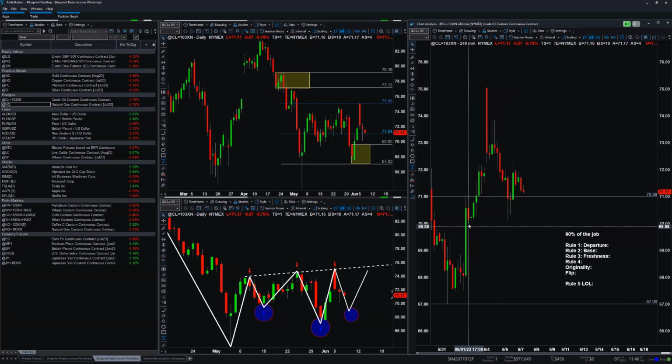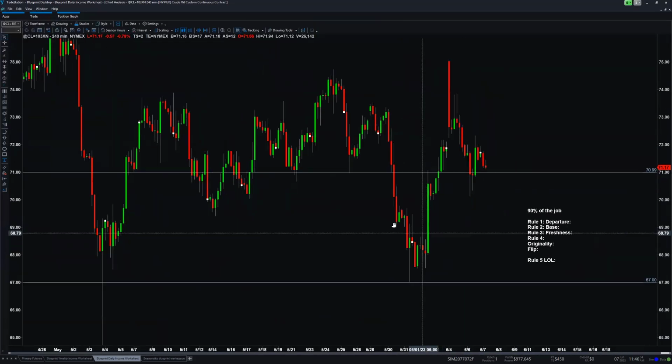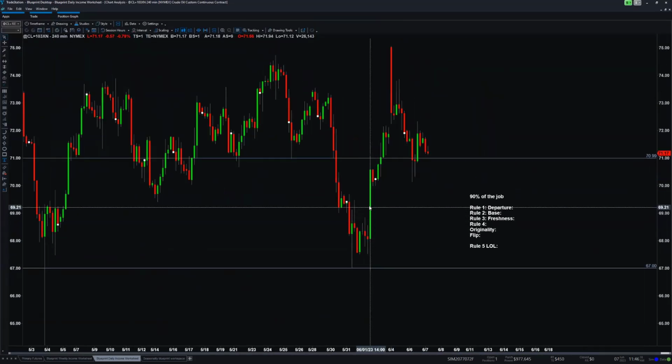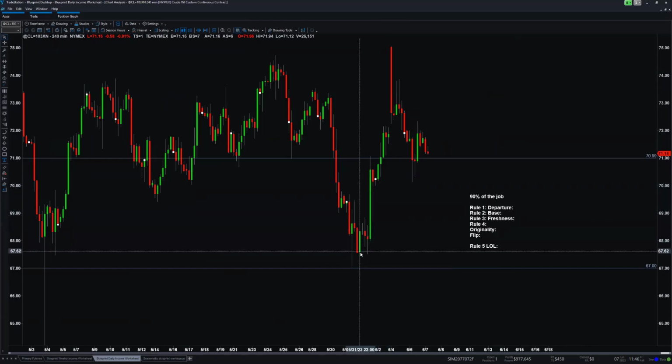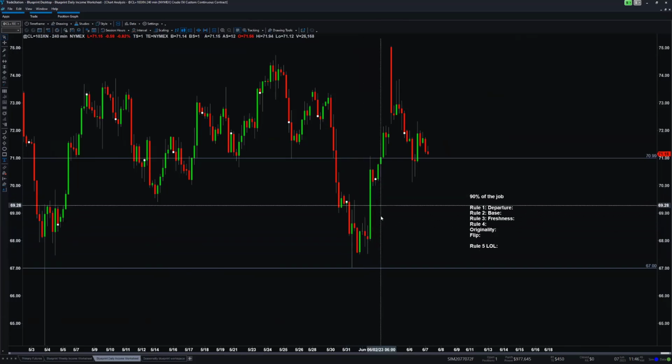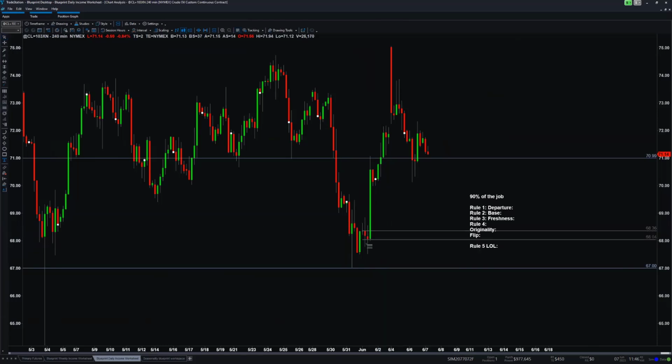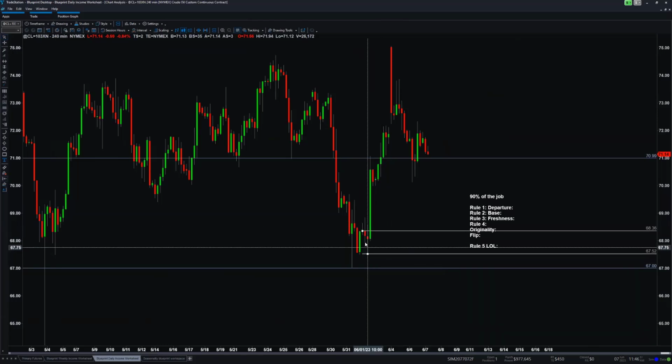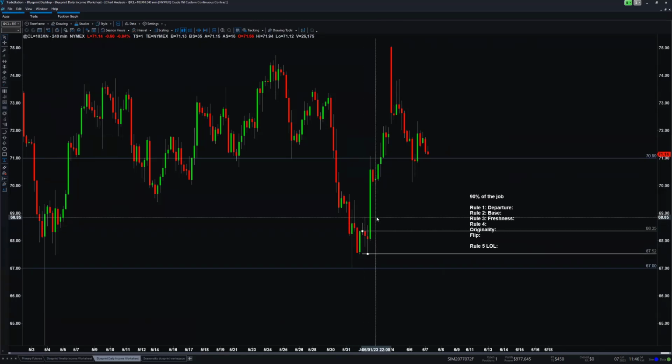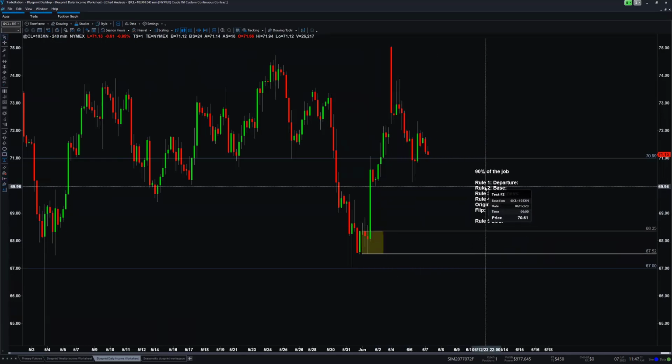So I'm going to look lower, lower, lower. This is a very nice leg out. Look at that. That's explosive, right? That's beautiful. So I have a nice leg out. So where's the base? I have 3 basing candles here, and then I have a leg in, a rally. So rally, base, rally. So let's test that.